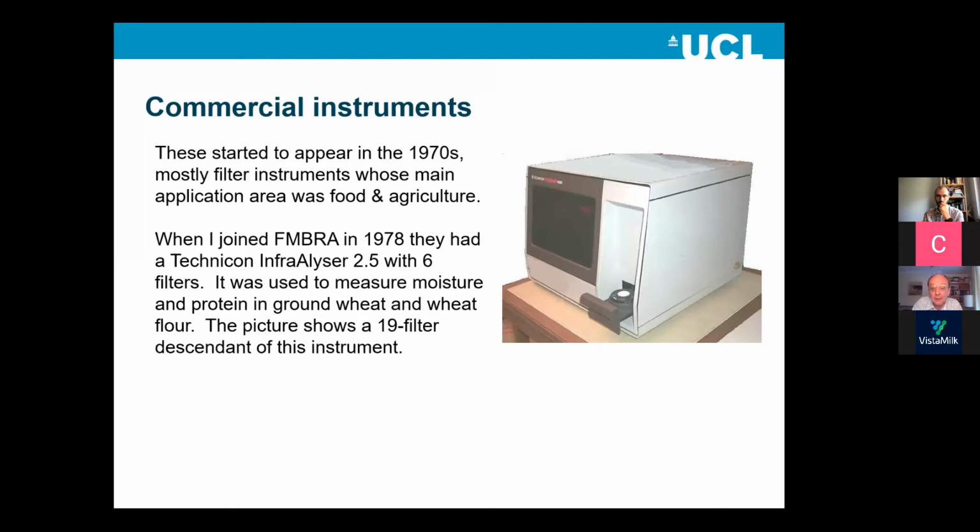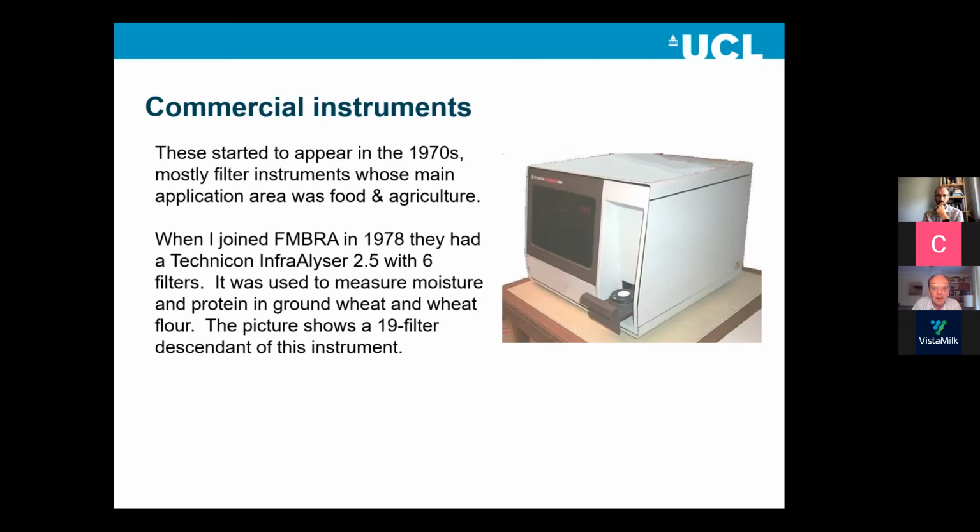And the first one, and one of the companies was Technicon. You can just about read Technicon on the front of that machine. The Dickey-john was another company. Neotech was another one. And they were all producing instruments that would measure in particular things like moisture and protein in grain, because that was a really important application, because wheat was traded on moisture and protein, and doing the measurements in the lab was A, slow, and B, expensive.